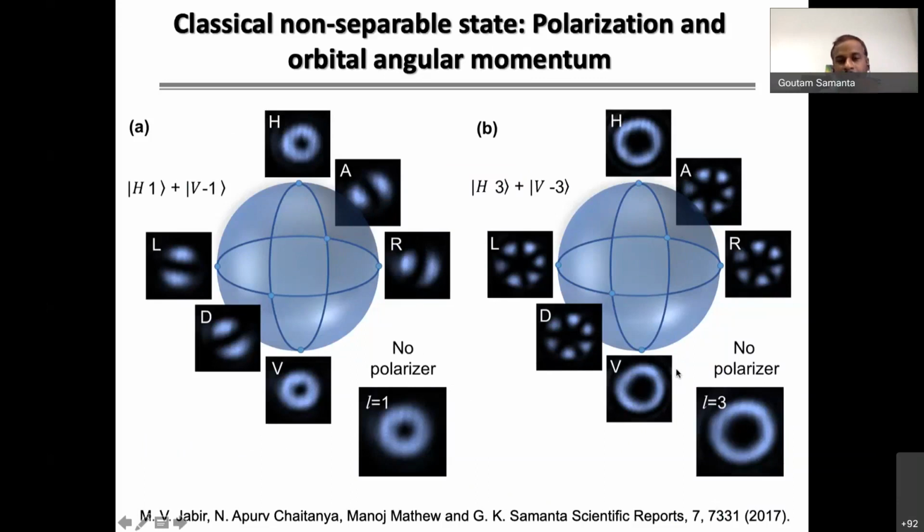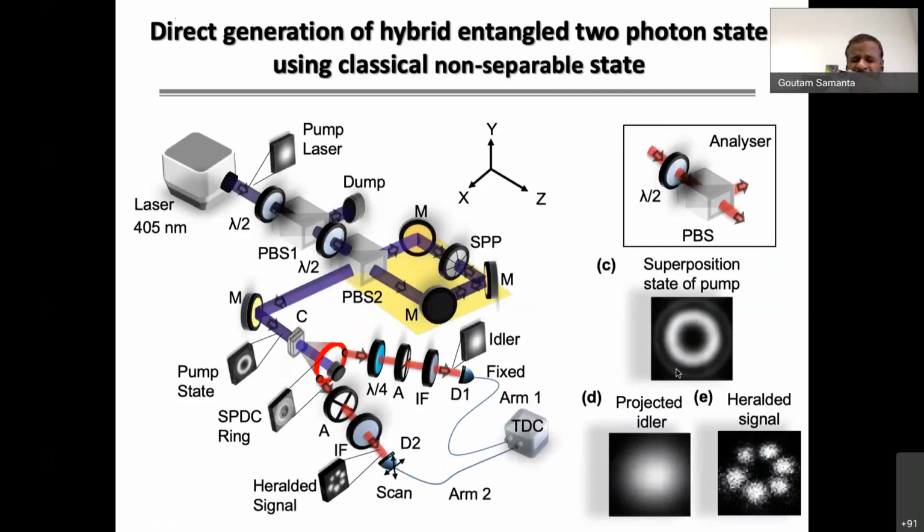Now what we try, let's say, can we transfer this classical non-separable state, or classical beam where a huge number of photons are there, to the single photon level, and see whether we can generate also higher order Poincare beam or hybrid vector vortex beam or hybrid entangled photons or not. So this is basically the direct generation of hybrid entangled two photon states using a classical non-separable state.